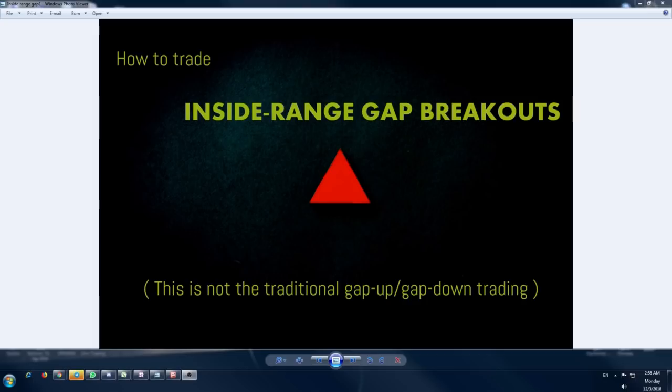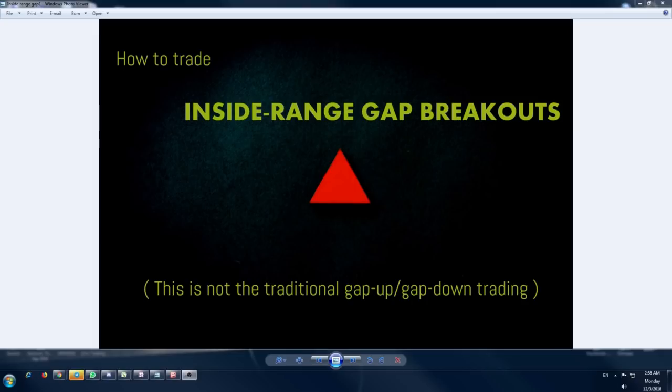Also, you need to see that the inside range gap that is formed, that is the gap up forming today, should be above the previous day's close and below the previous day's high. The name itself is inside range gap because the gap up or gap down forming today is within the range of the previous day. And range is nothing but the high and low of the previous day. I hope that is clear.